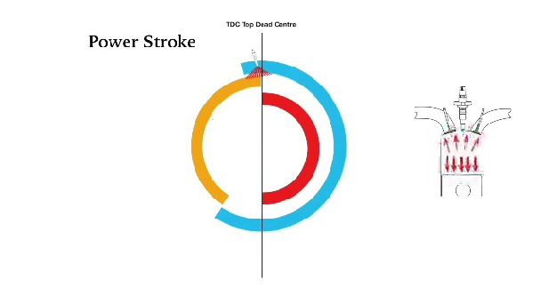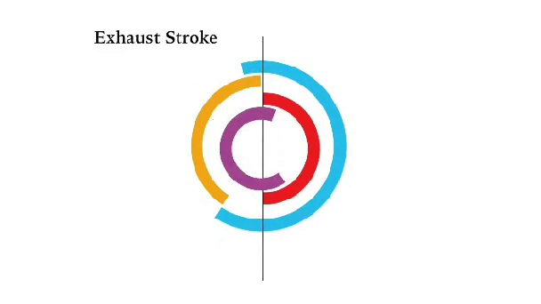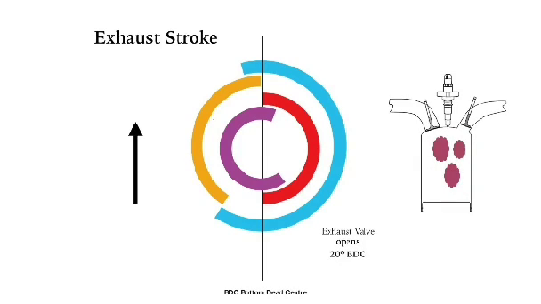The expanding gases push the piston down, and then the exhaust stroke. In fact, the exhaust valve opens just before the piston hits bottom dead centre. Then the piston rises, pushing out the exhaust gases. The exhaust valve opens about 20 degrees before bottom dead centre. If you notice, it closes just after top dead centre.